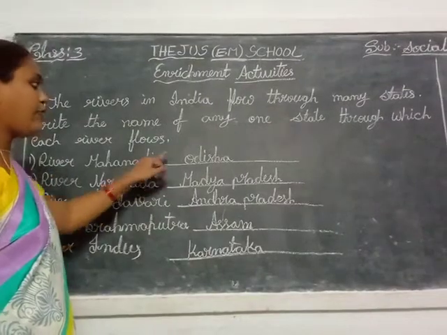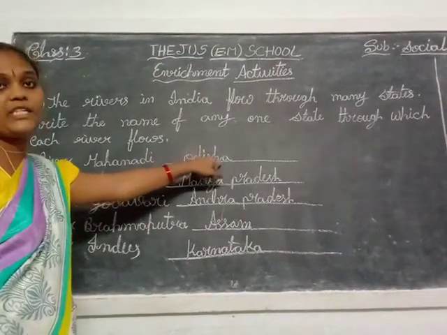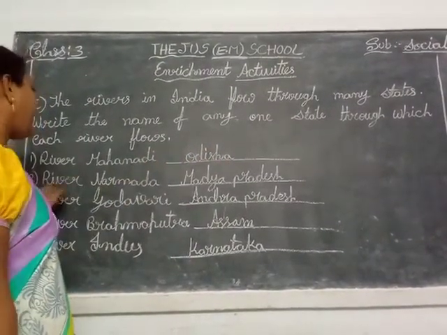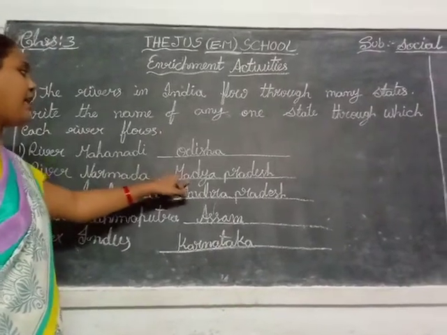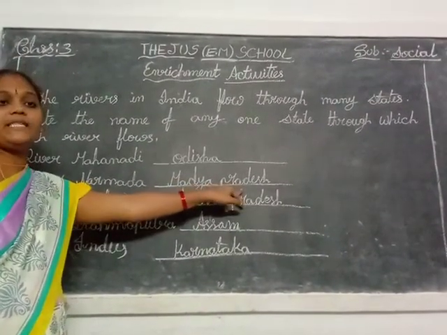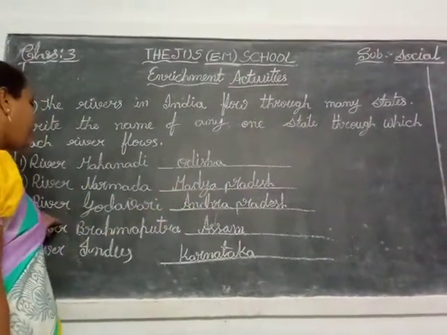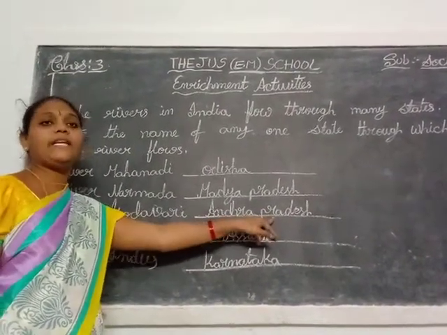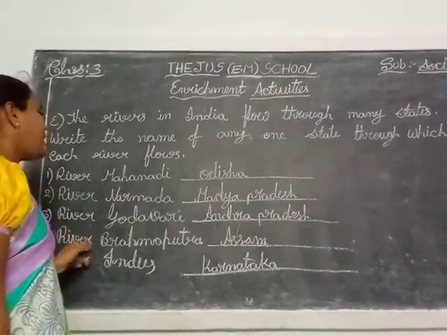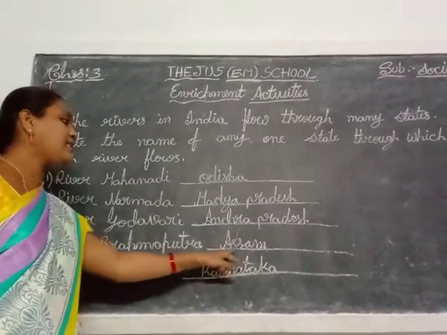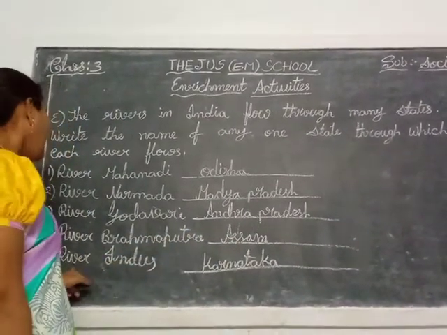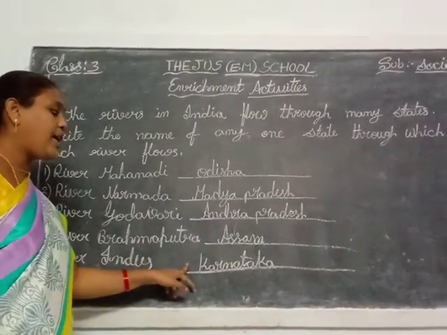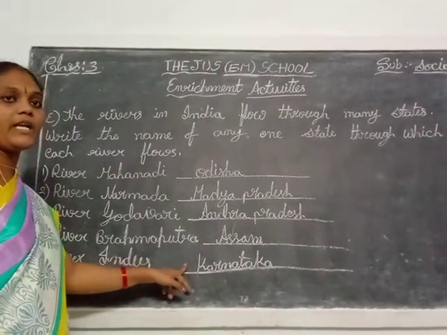River Mahanadi, Odisha. O-D-I-S-H-A, Odisha. River Narmada, Madhya Pradesh. M-A-D-H-Y-A P-R-A-D-E-S-H, Madhya Pradesh. River Godavari, Andhra Pradesh. A-N-D-H-R-A P-R-A-D-E-S-H, Andhra Pradesh. River Brahmaputra, Assam. A-S-S-A-M, Assam. River Indus, Karnataka. K-A-R-N-A-T-A-K-A, Karnataka.